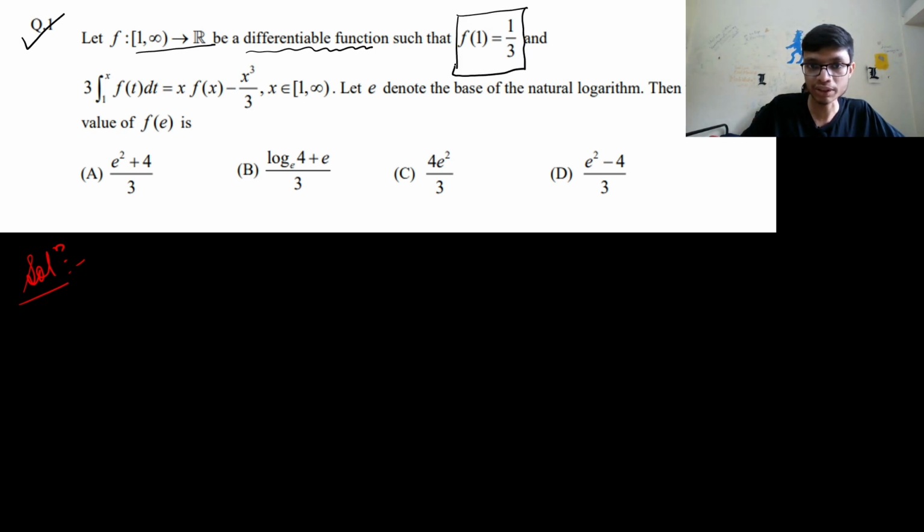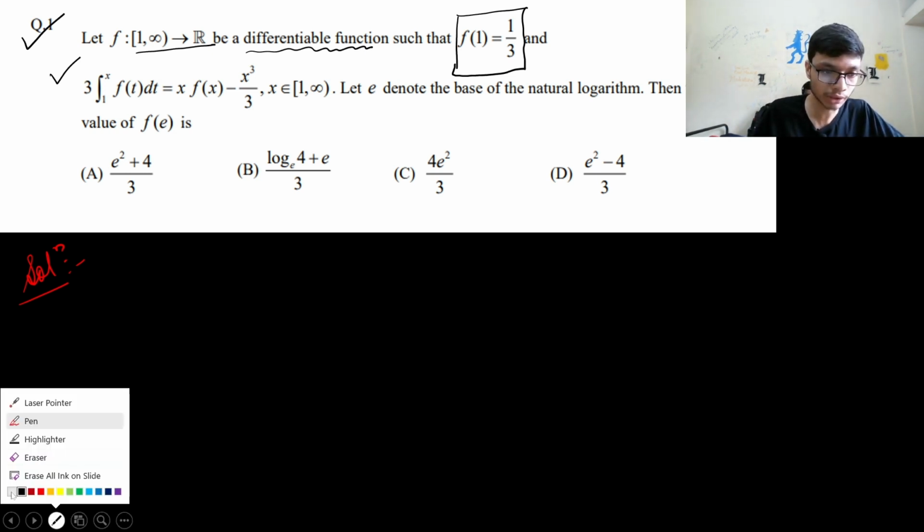This is a value given for calculating the constant, and an integral equation is given in this fashion. Here e denotes the base of the natural logarithm, and we have to find the value of f at x equal to e. Now let us try out how we can solve this particular question.